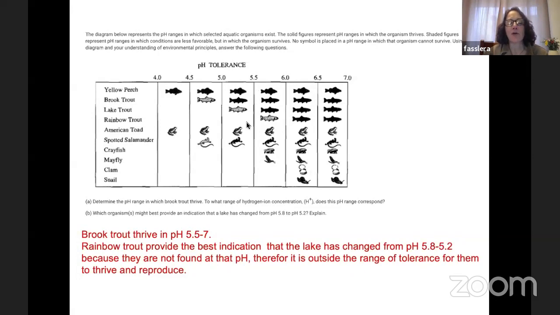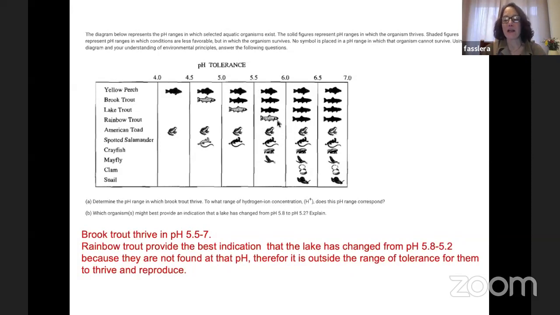They have a pretty narrow range of tolerance. Notice that once it got a little bit below a pH of 6, or that pH of 5.8 that I was looking at, my brook trout were there, but they weren't thriving. They were not able to grow and reproduce. They were under physiological stress.